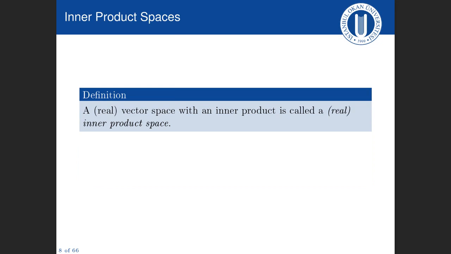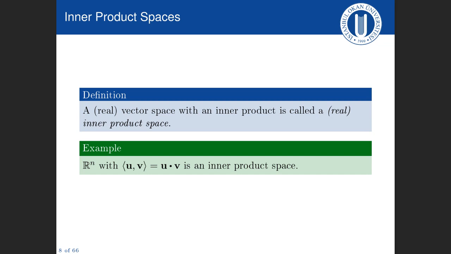If we have a vector space together with an inner product, then it's called an inner product space. That's all it means. Inner product space just means a vector space together with an inner product. So for example, Rn together with this dot product or this Euclidean inner product is an inner product space.